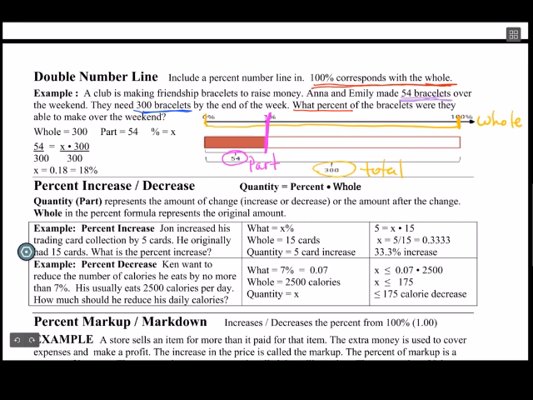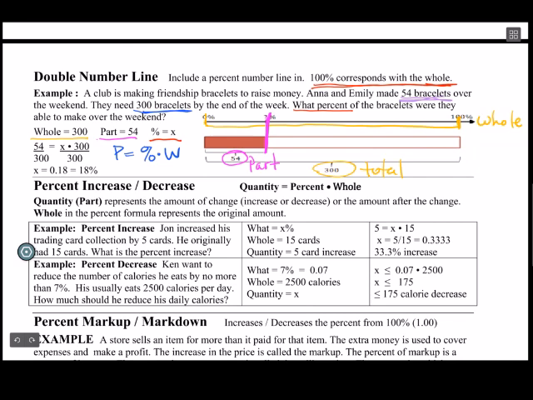So we use our percent equation. Once again, we have our whole, which is our 100%, our 300 bracelets, our part, which is the 54 bracelets they made over the weekend, and our percent is what we're trying to find. So we use our percent equation. Part equals percent times whole. Part is 54 equals what percent, which is x, times our whole, which is 300.